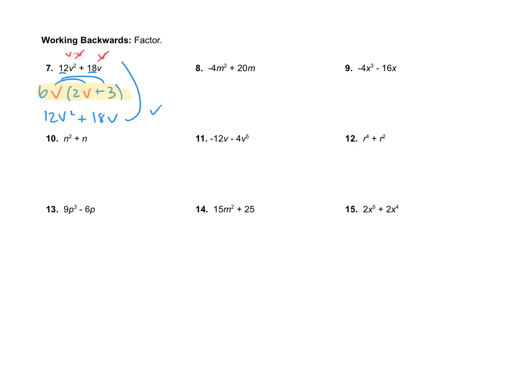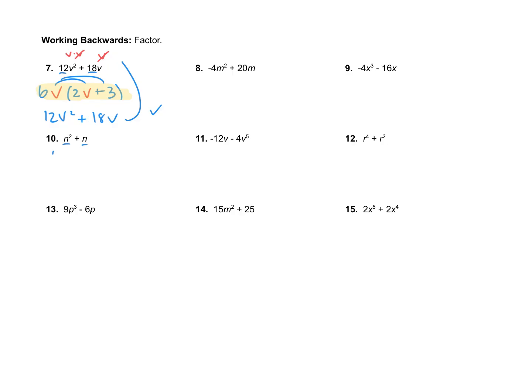Does this look familiar? A little bit, maybe, for some of us? Okay, we're going to do a few more together. I'm just going to go down the line. For 10, is there a number I can take out of both of these? A 1, which I don't really need to write.